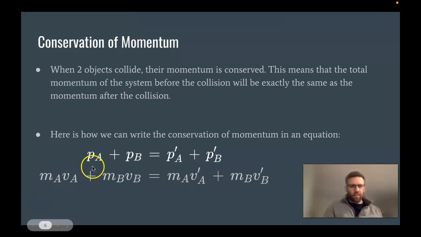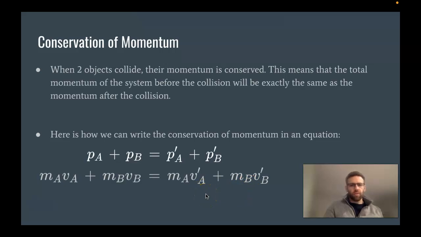Another way to say that, right? This P stands for momentum, and momentum is mass times velocity. So this longer equation pretty much just breaks down this other one into its mass and velocity for each object. So again, the mass and velocity of object A plus the mass and velocity of object B before the collision is going to be equal to the mass and velocity of object A and the mass and velocity of object B after the collision.